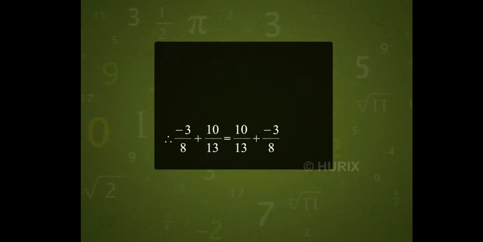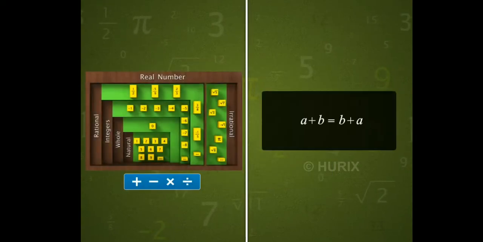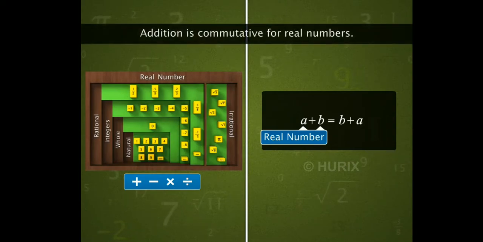We'll take another example to check if real numbers can be added in any order. Notice that the sum is the same no matter which order the real numbers are added. Thus, for any two real numbers A and B, the sum of A and B is equal to the sum of B and A. In other words, addition is commutative for real numbers.